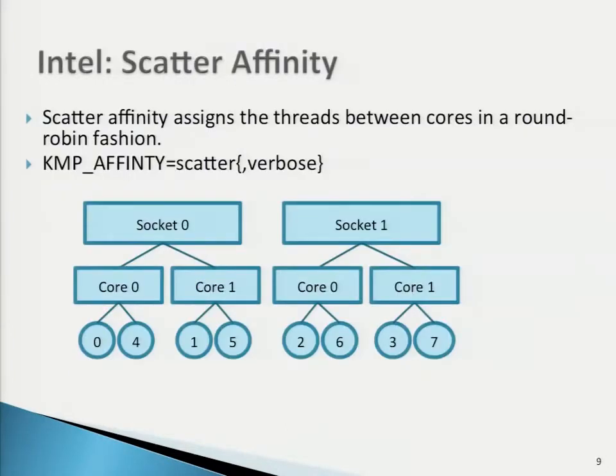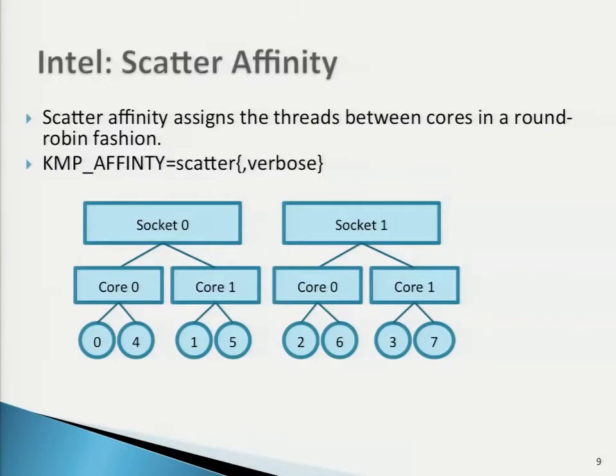So first, we'll have a look at the way Intel implements its affinity controls. Now, as I said, you implement affinity by specifying an environment variable. So you go export KMP_AFFINITY equals, and then you give it a setting. There's two main options for this.